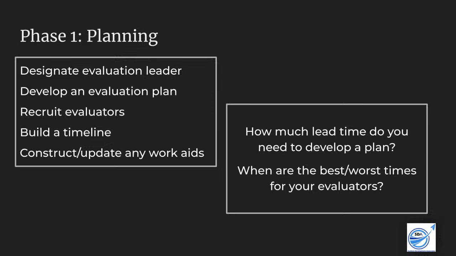The evaluation leader will also build a timeline so that they can have a measure of when things will be done and when certain deliverables will be delivered. And finally, the evaluation leader will construct, update, or delegate the construction and updating of any work aids. For instance, this could be diagrams, flowcharts, or other tools to help the evaluators more easily digest and work through the code of conduct.